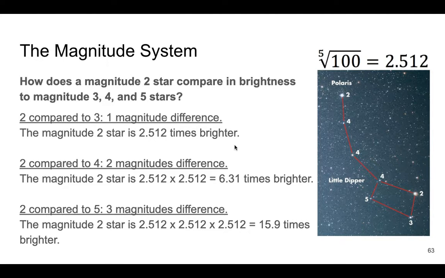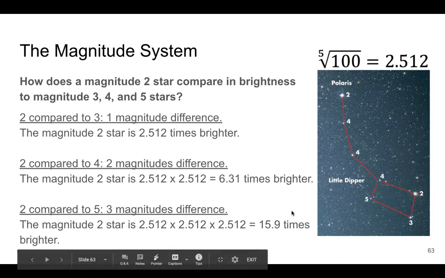If you're comparing a 2 to a magnitude 4, there's a 2 magnitude difference. So you don't just double 2.512, you actually multiply 2.512 times 2.512, and that gives you 6.31. So if the stars are 2 magnitudes different, the lower magnitude star is 6.31 times brighter. And if they're 3 magnitudes different, you're not just tripling 2.512, you're raising 2.512 to the third power. So 2.512 cubed, and that's 15.9 times brighter.